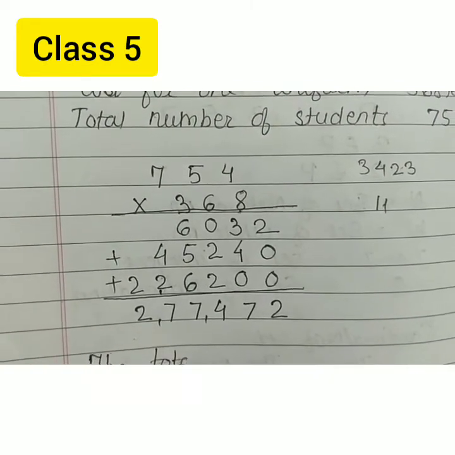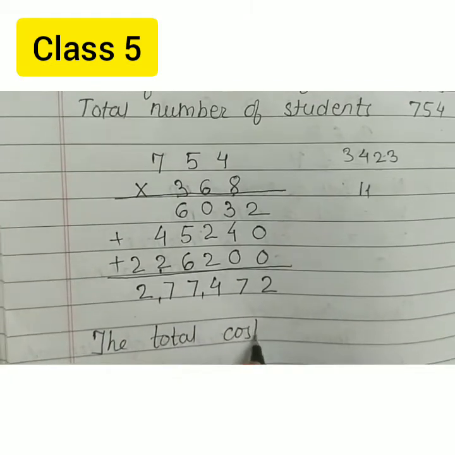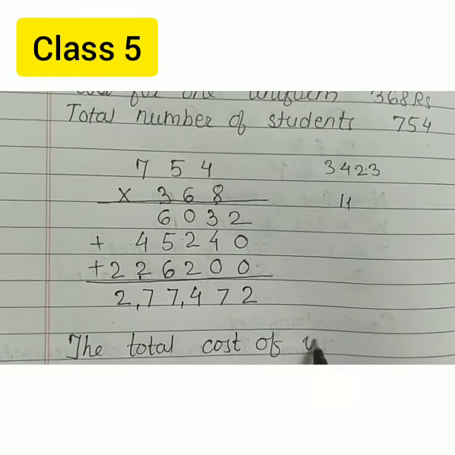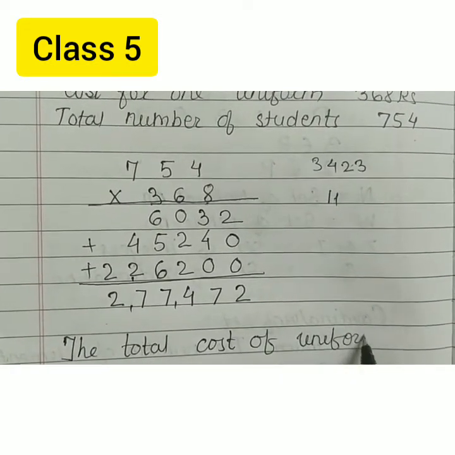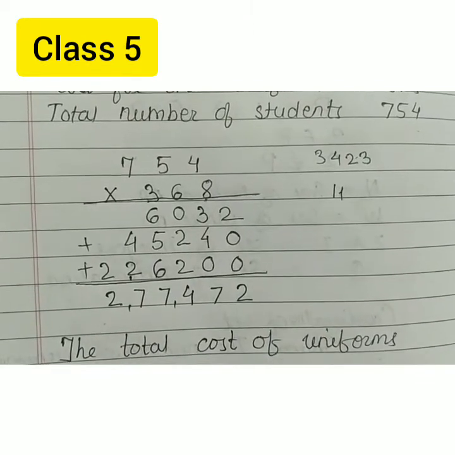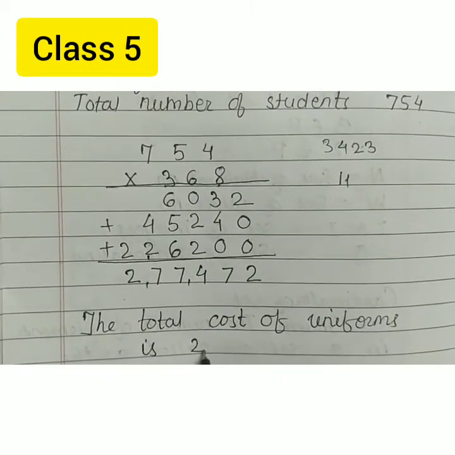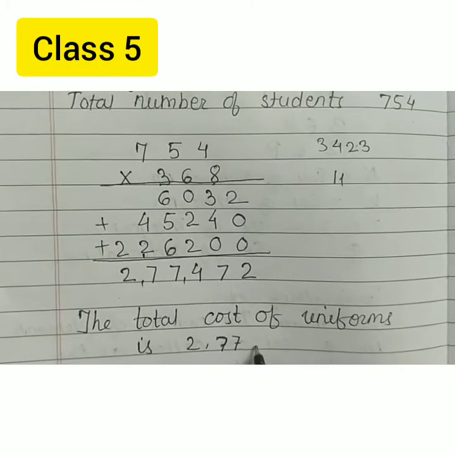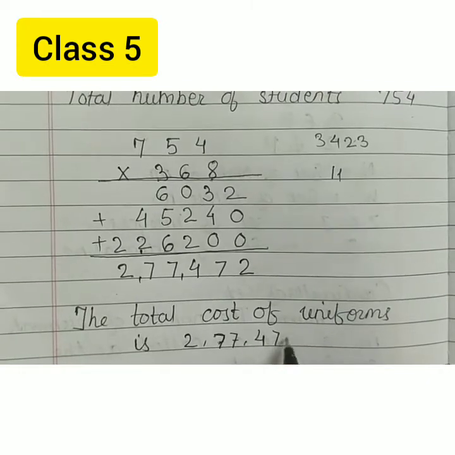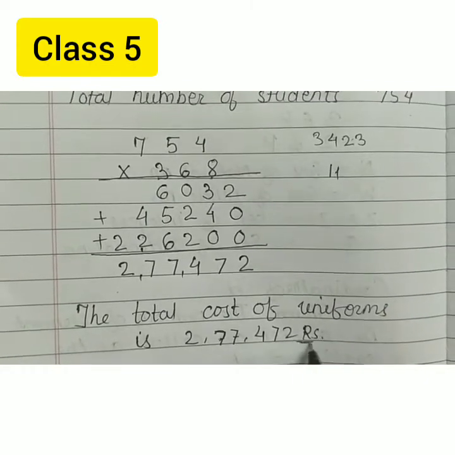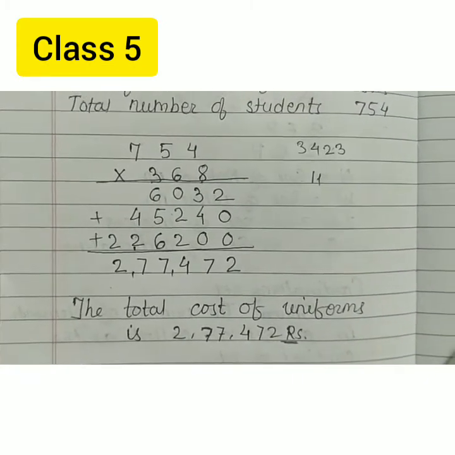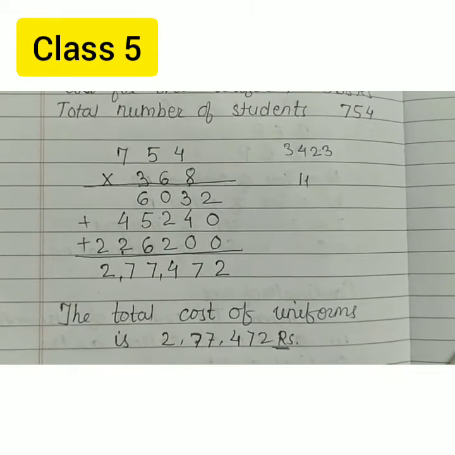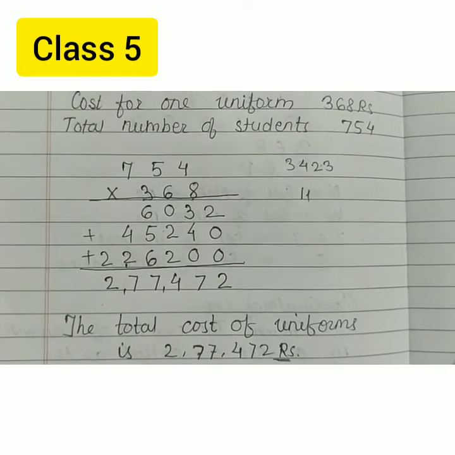the total cost of uniforms is 2,77,472 rupees. Don't forget to write the rupees. It is very important. That's how we are going to solve all the questions. I hope you have understood.